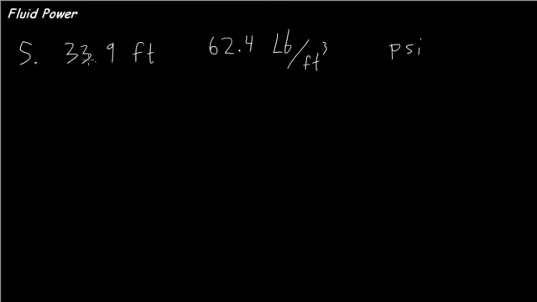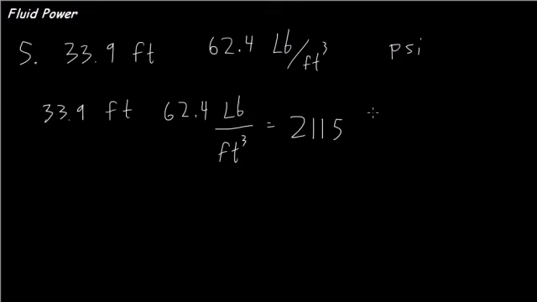So I take this depth of water here. Remember that feet is also a pressure unit. It's feet of water column because we're measuring water in this case. So if I have 33.9 feet, it's like saying feet of head or feet of water, and I can multiply that by density of water. And this will give me 2115 pounds per square foot, but I want pounds per square inch.